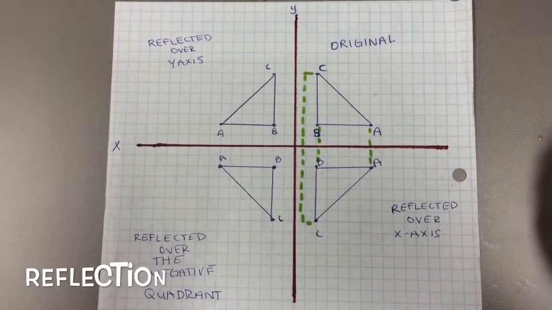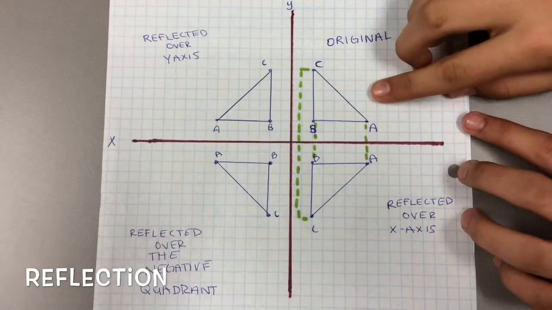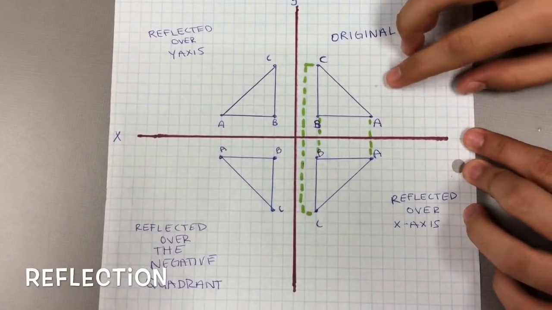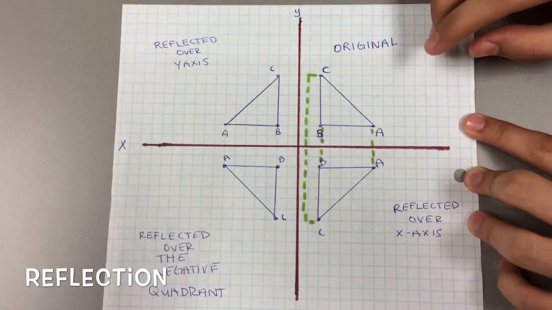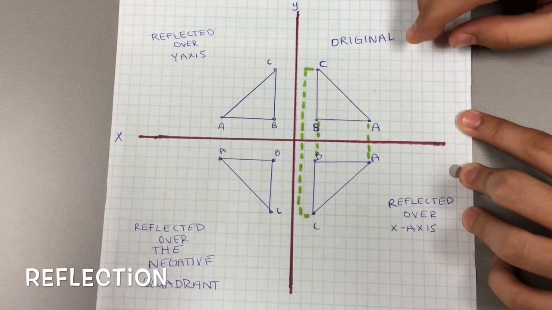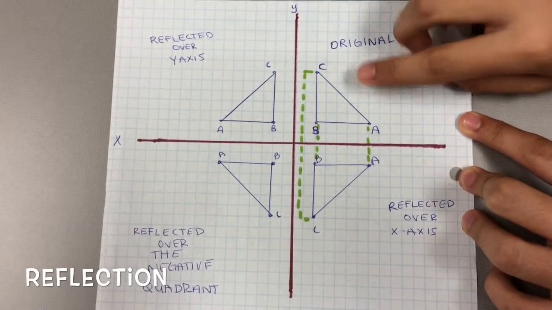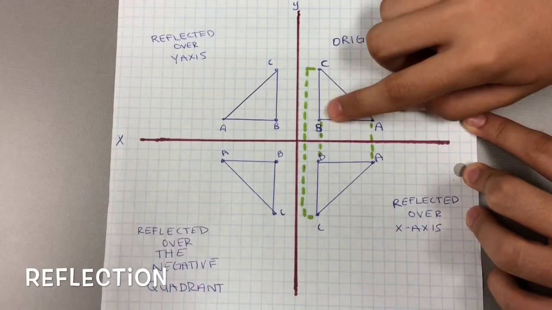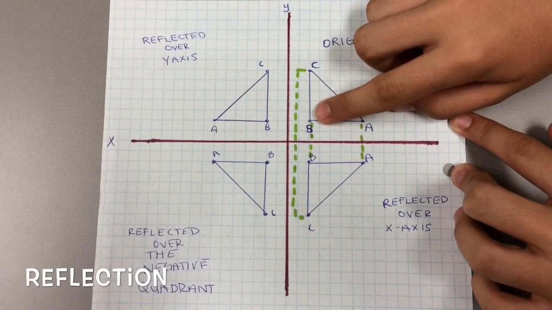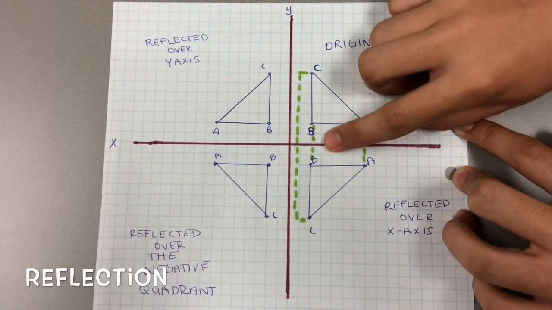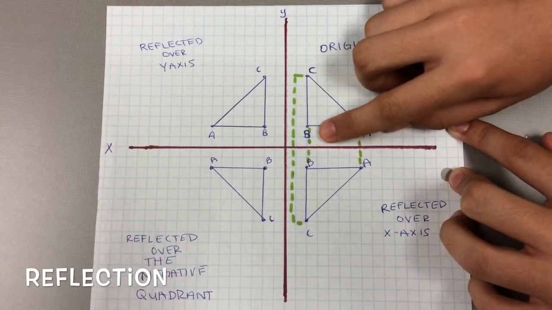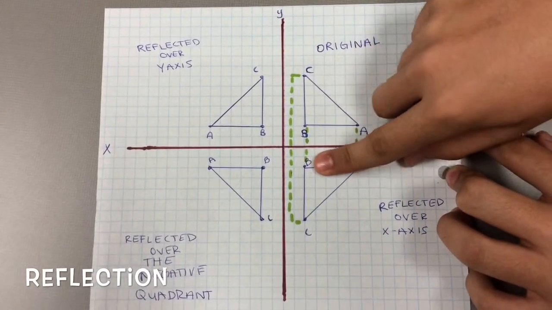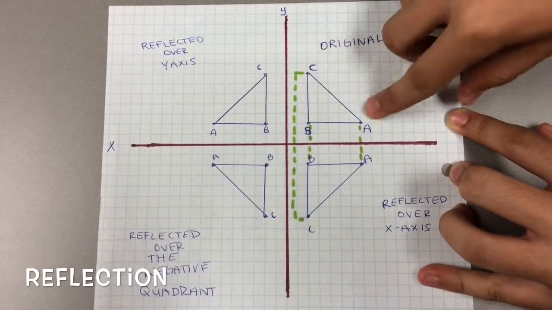Okay guys, I'm going to show you how to reflect this image over the x-axis. A simple trick to reflect a figure over the x-axis and y-axis is to just count the points from the axis. Example, point B is located at 2, 2, and you would just count 2 down to hit the x-axis. Then you would count 2 below to get to point B'. It's the same for point C and point A.